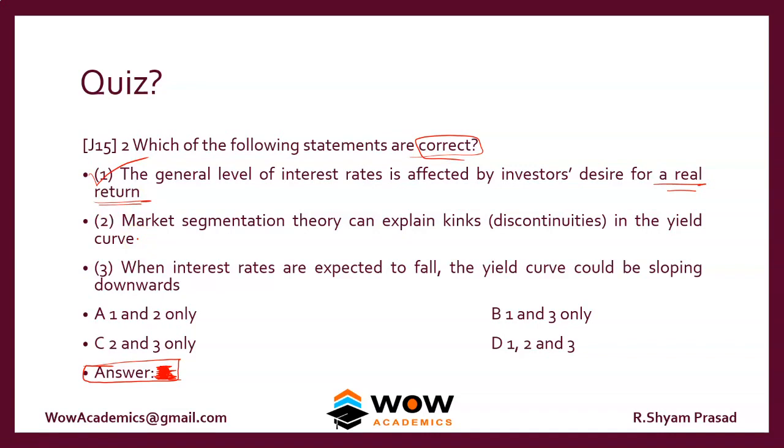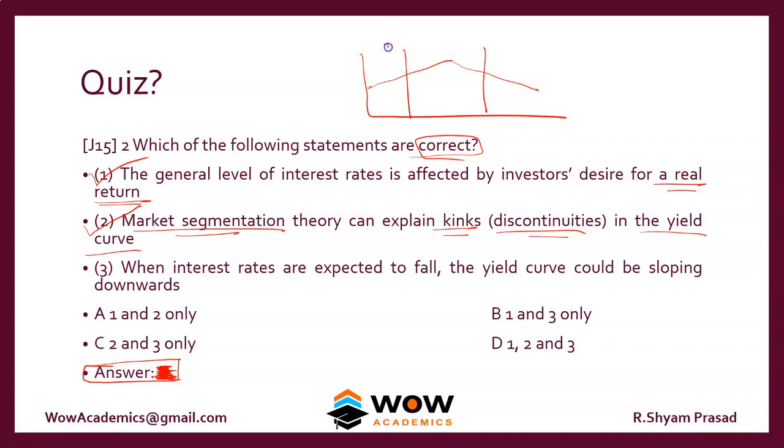Market segmentation theory can explain kinks or discontinuities in the yield curve. So what is a kink? Kinks work like this. The normal yield curve will be like this, or an inverted yield curve can be like this. A kinked curve is something like this. Short term might be lower, the medium term might be higher, and the long term might be lower. So this is a kinked curve. So market segmentation theory can explain the kinked curve. The answer is yes, because it divides the market into segments: the short term segment, the medium term segment, and the long term segment. Each segment is a different market, so it can explain any yield curve.